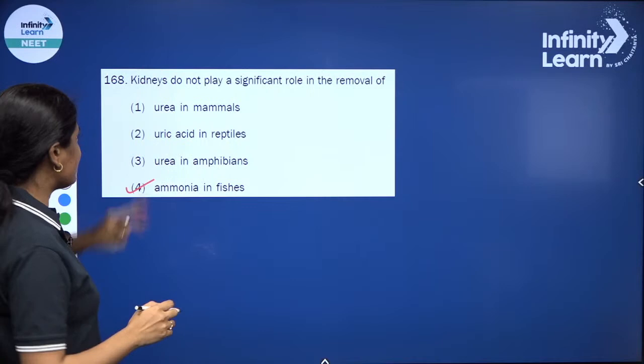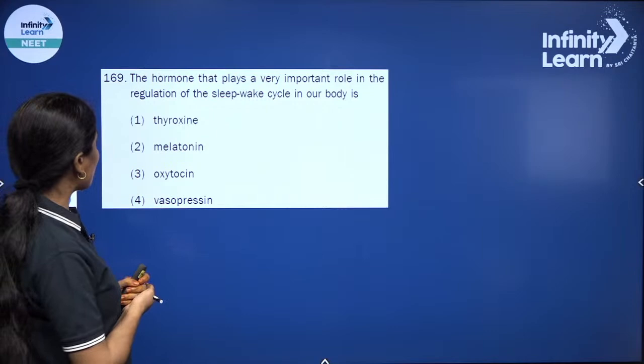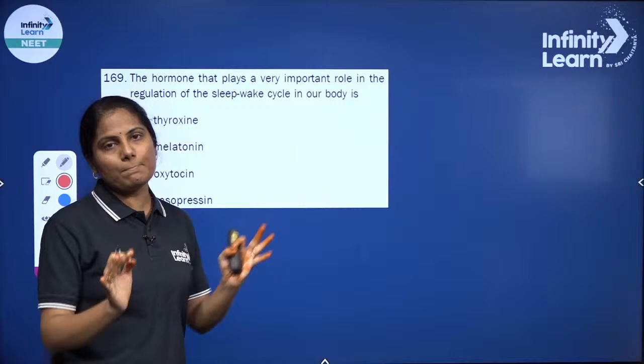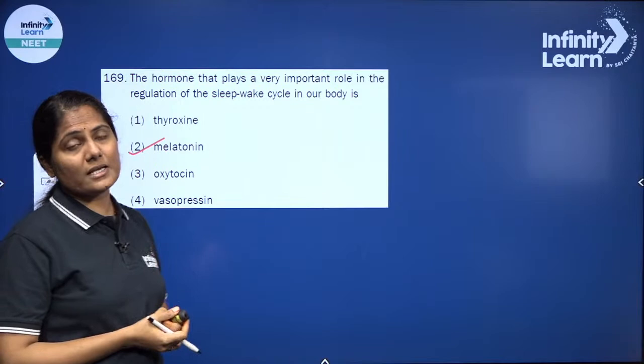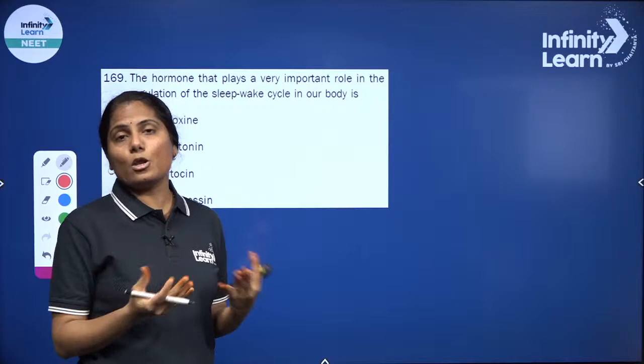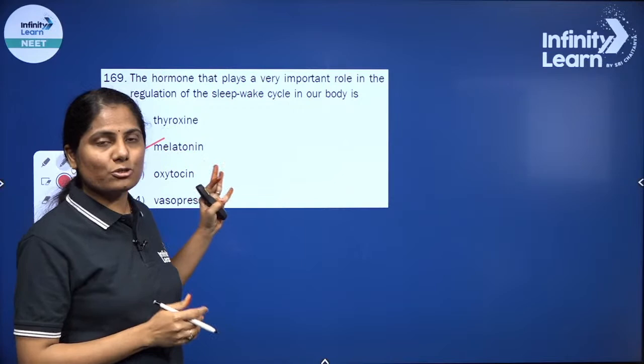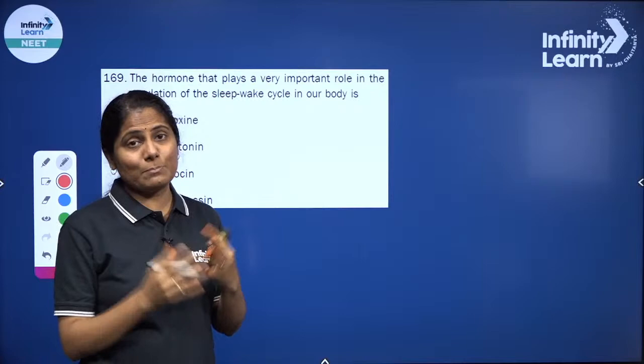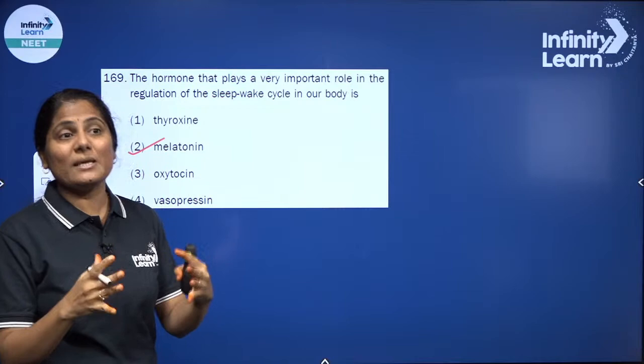The hormone that plays a very important role in the regulation of the sleep-wake cycle in our body. Again, a straight, simple NCERT question, which is melatonin. Melatonin is the hormone involved in our sleep-wake cycle, the 24-hour biological clock, the circadian rhythm. All this is because of melatonin. You have to sleep on time and wake up early for this reason. It keeps you active. Follow the rhythm, especially for NEET. Have a sound sleep. Take care of yourselves.